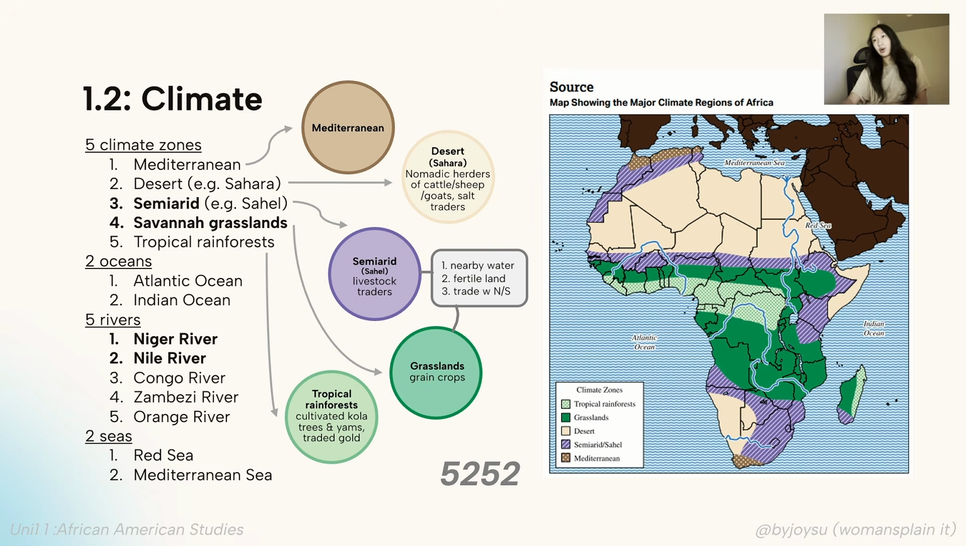So the other things you probably want to know about Africa's climate: it's got 2 oceans, the Atlantic and the Indian, which hopefully you learned in 2nd grade.